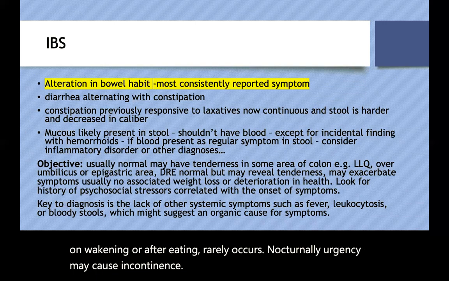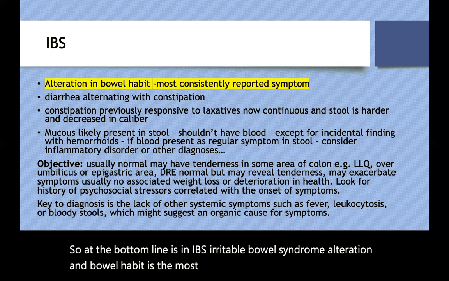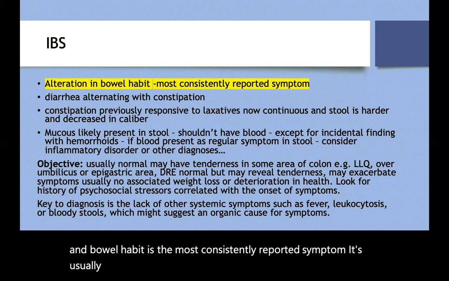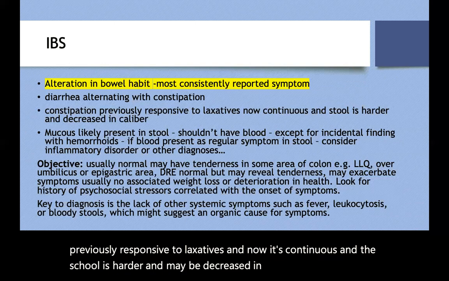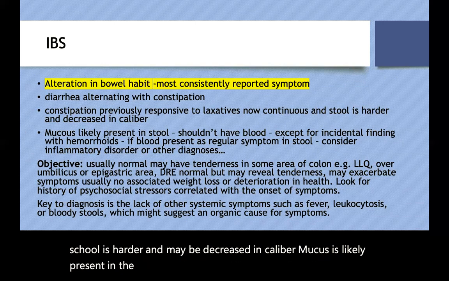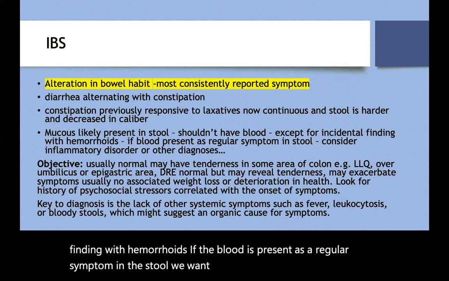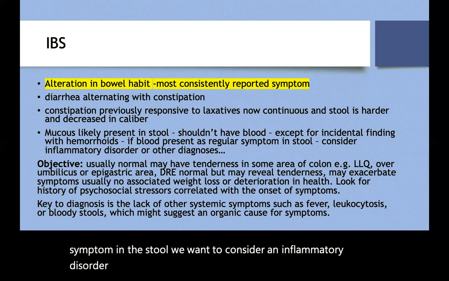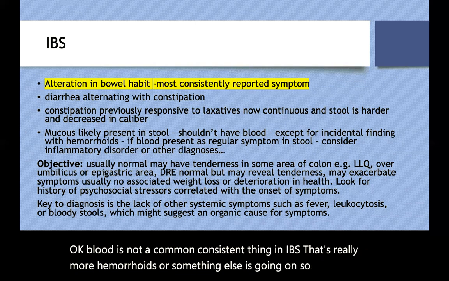So the bottom line is, in IBS, irritable bowel syndrome, alteration in bowel habit is the most consistently reported symptom. It's usually diarrhea alternating with constipation. The constipation was previously responsive to laxatives, and now it's continuous, and the stool is harder and may be decreased in caliber. Mucus is likely present in the stool. It shouldn't have blood except as an incidental finding with hemorrhoids. If blood is present as a regular symptom in the stool, we want to consider an inflammatory disorder or other diagnoses. Blood is not a common, consistent thing in IBS. That's really more hemorrhoids or something else is going on. So don't associate IBS and blood.